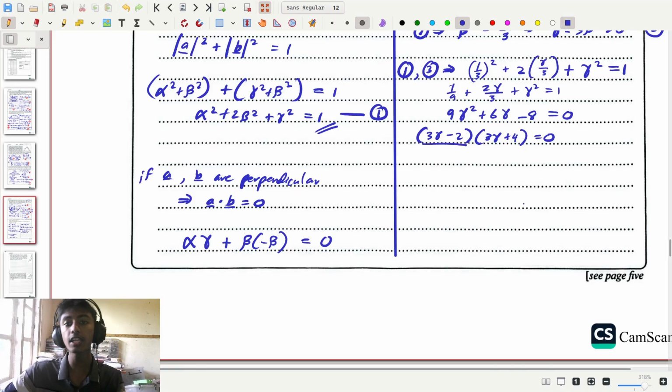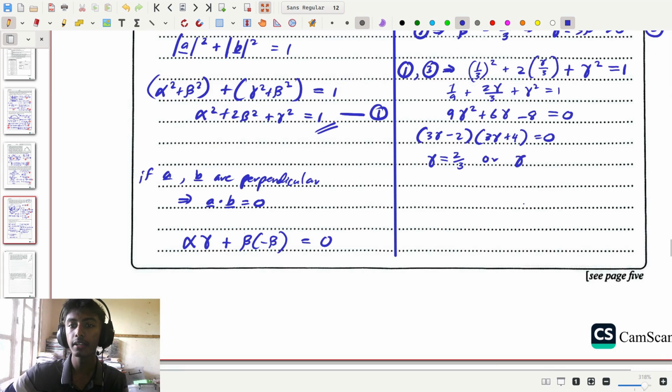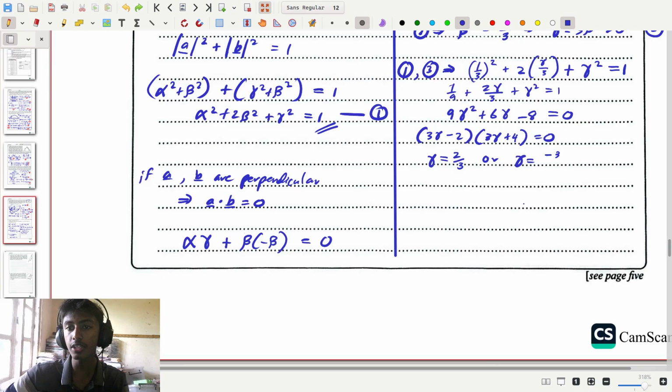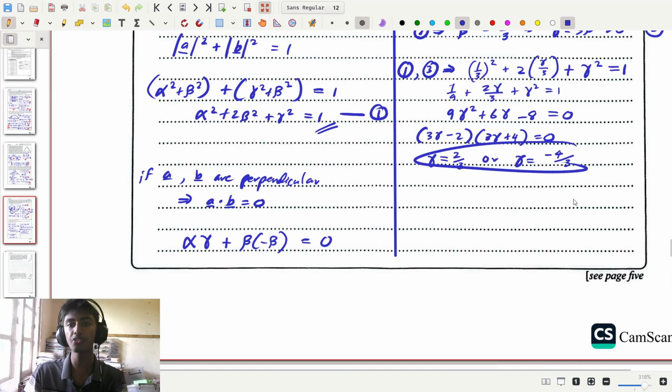One where 3 gamma minus 2 is equal to 0, and one where 3 gamma plus 4 is equal to 0. If we simplify them, we have gamma equal to 2/3 here, or gamma equal to negative 4/3 here. So we have two roots. Now the question is, which of these two roots is the correct root?